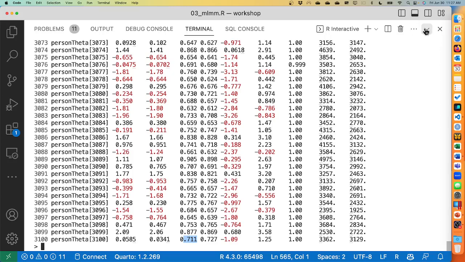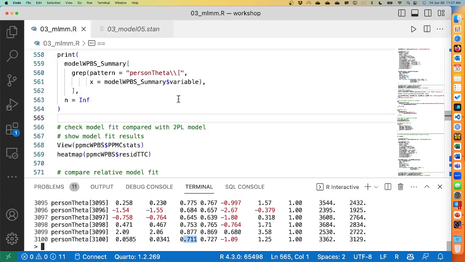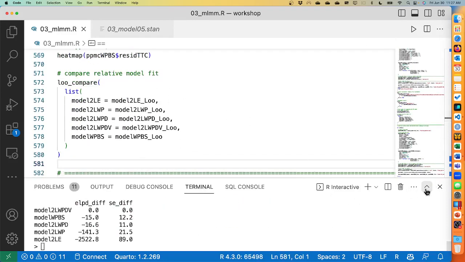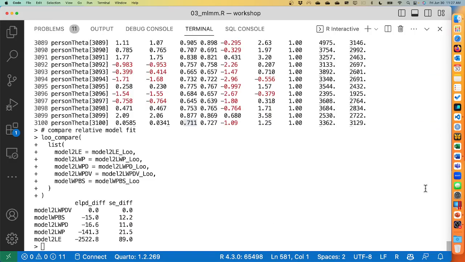Okay. Anything else about this model that you'd like to see? Do I dare? Do I have this? Let's take a look at leave one out, all these models.